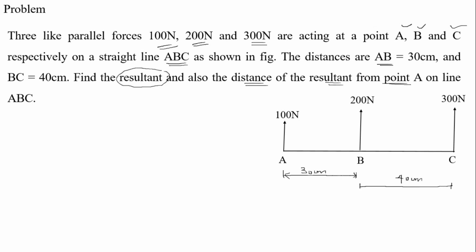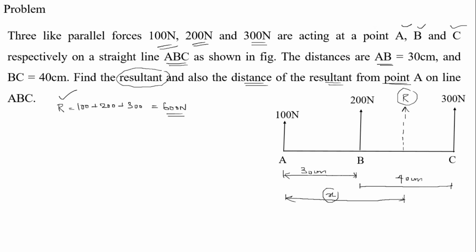Now, we have to assume the resultant R is acting here. The distance between A and R is, let us say, x. Now, we have to find R and the distance x from A. What is R? R is equal to the sum of all the forces, because all the forces are acting upward. So 100 Newton plus 200 Newton plus 300 Newton is equal to 600 Newton. So the magnitude of R is equal to 600 Newton.